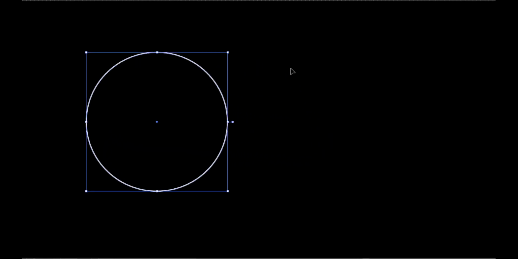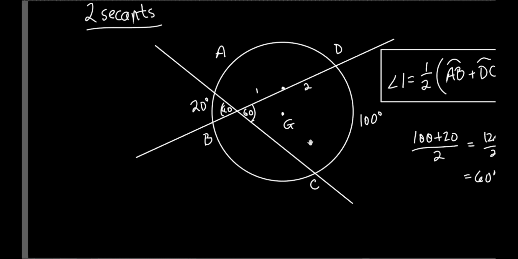Let's do two secants. Now, those two secants intersected where? Where'd they intersect? Come on, we said it a couple times. Two secants intersect where? In the circle. In the circle, that's right. Inside the circle. They intersect right there. When they intersect inside the circle, you take the two arcs, and what do you do with the two arcs? Add them up, divide by 2.